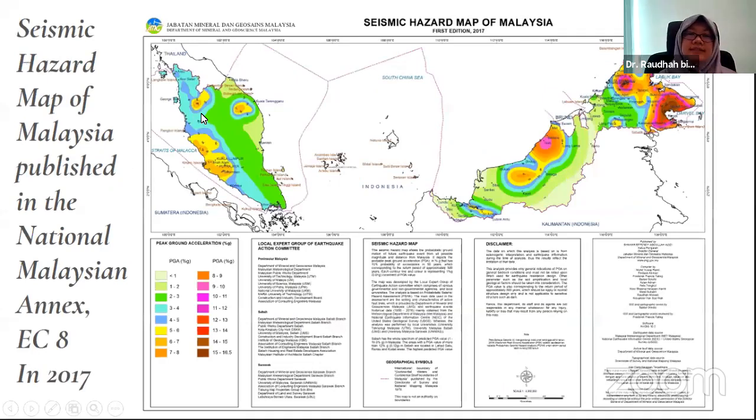From the processes that you follow in seismic hazard assessment, you are able to produce a seismic hazard map of a country. In this case, the Department of Mineral and Geoscience Malaysia, plus the Department of Standards Malaysia, produced the final seismic hazard map in 2017. This is for Peninsular Malaysia, Sarawak, and Sabah. I was very actively involved in this project.